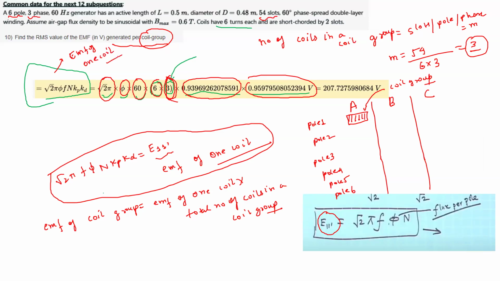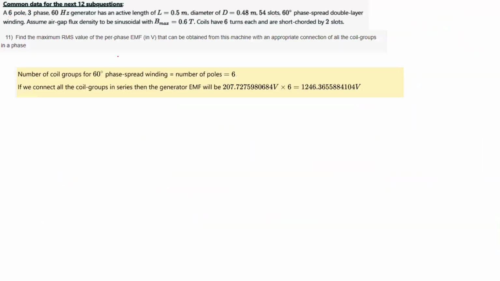Now they are saying that for getting the maximum RMS value, which we generally connect also, that can be obtained from this machine with an appropriate connection of all the coil groups in a phase. So they are basically telling you to connect all the coil groups in series, right? Because for getting the maximum EMF, we have seen in the earlier question also that we have to connect all in series. So if we connect in series, it will be EMF into number of coil groups.